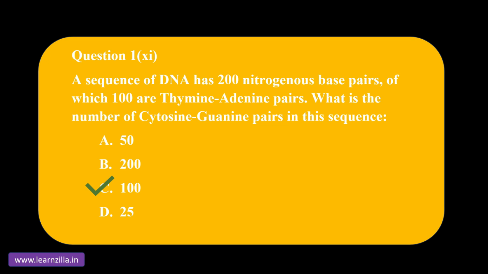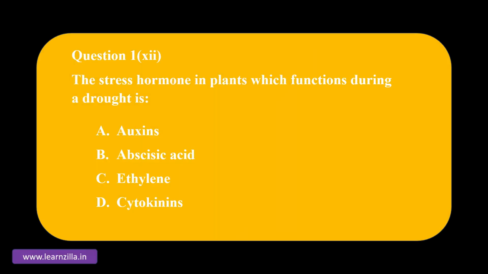Equal number. The stress hormone in plants which functions during a drought is auxins, abscisic acid, ethylene or cytokinins. Which of this is a stress hormone? Abscisic acid, in short ABA, is the stress hormone in plants.